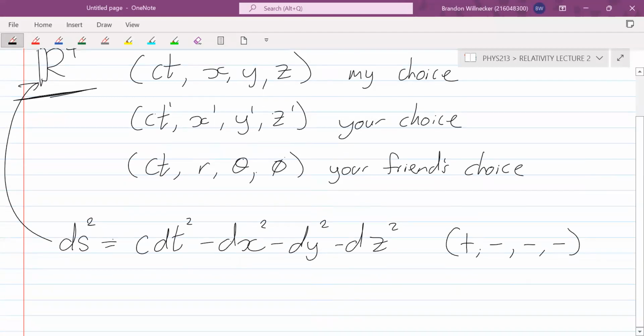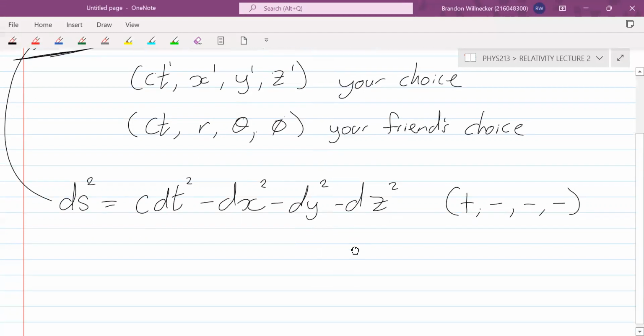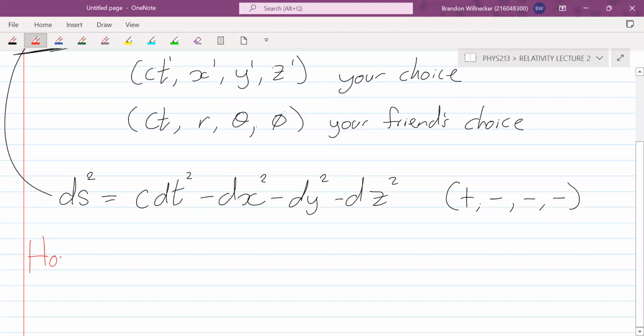And of course, this is the metric in Cartesian coordinates because we've got dt, dx, dy, dz. If we were working in spherical coordinates, this metric would then look different, because you're in a different coordinate system. Maybe I will put that as a homework problem. So homework.